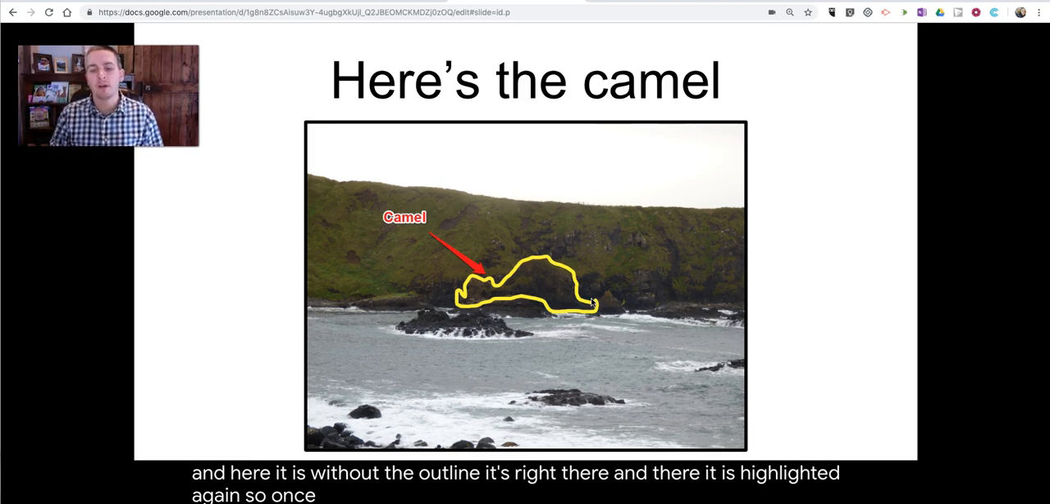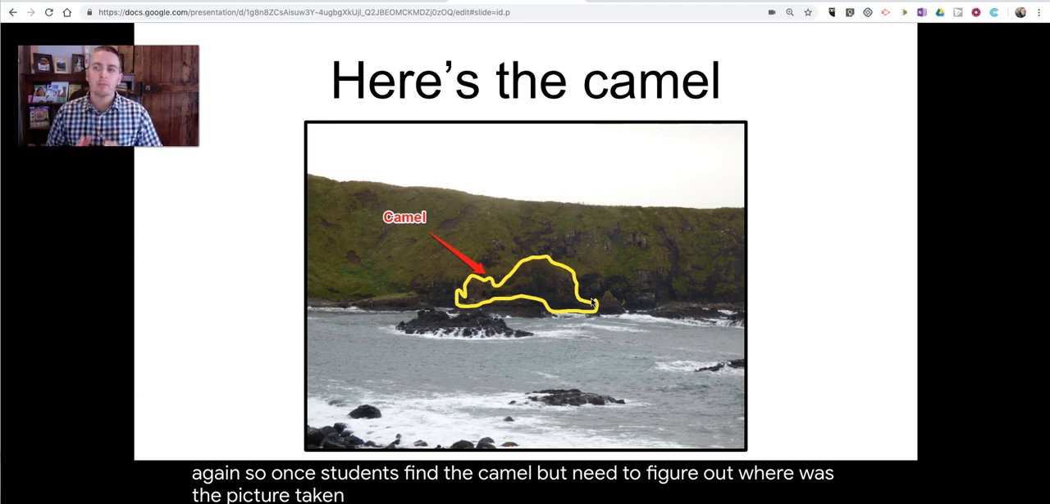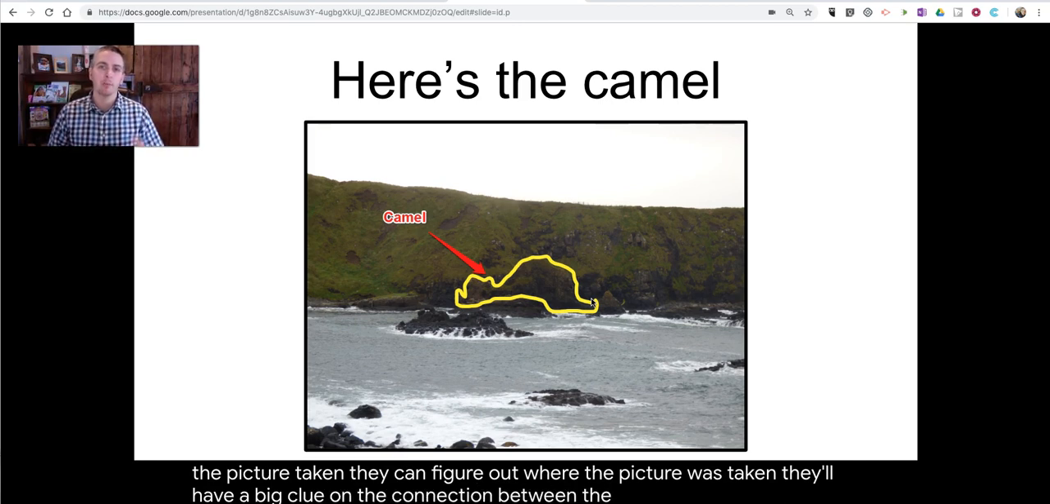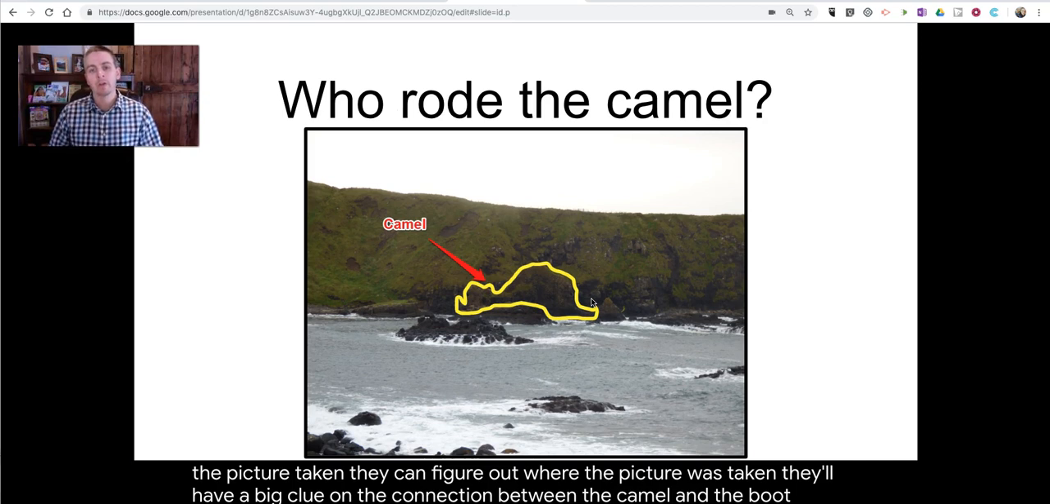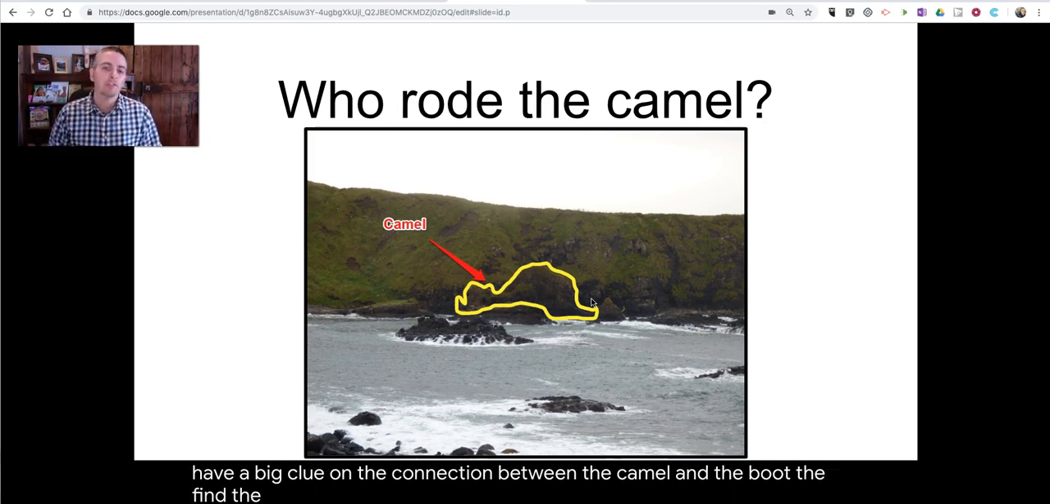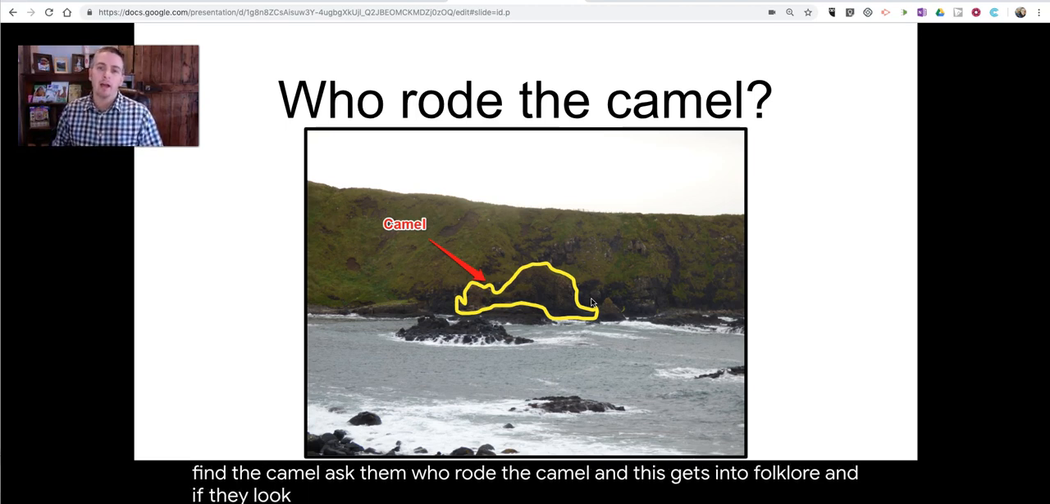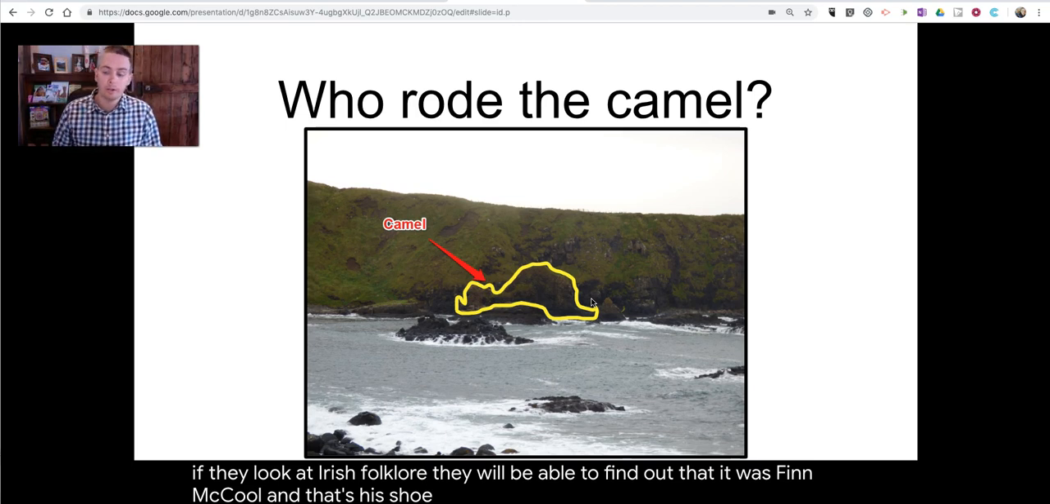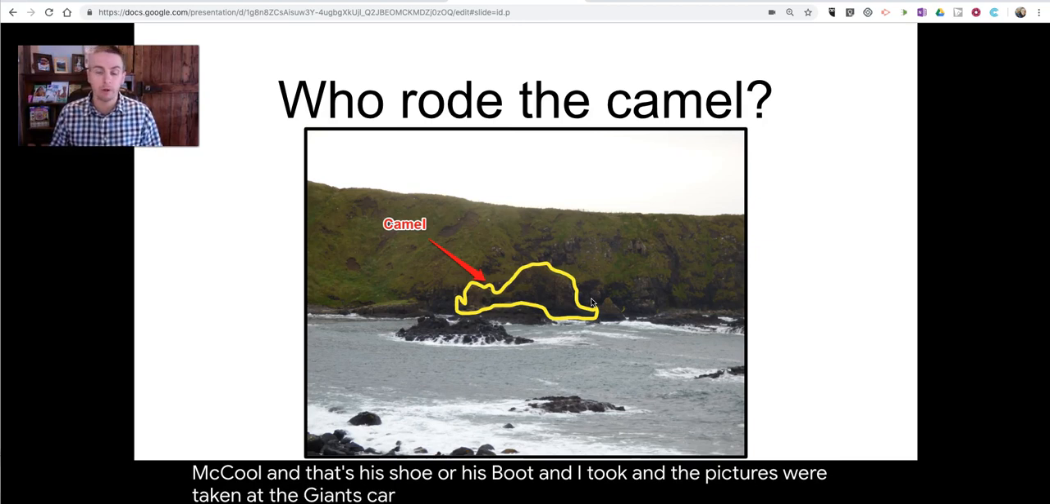So once students find the camel, they need to figure out where the picture was taken. If they can figure out where the picture was taken, they'll have a big clue on the connection between the camel and the boot. If they find the camel, ask them who rode the camel. And this gets into folklore. If they look at Irish folklore, they will be able to find out that it was Finn McCool, and that's his shoe or his boot. And the pictures were taken at the Giant's Causeway.